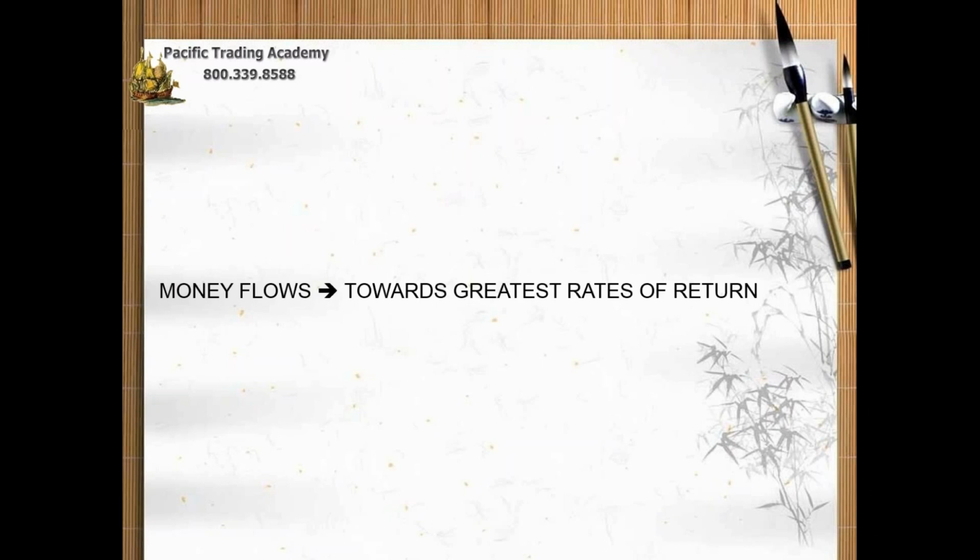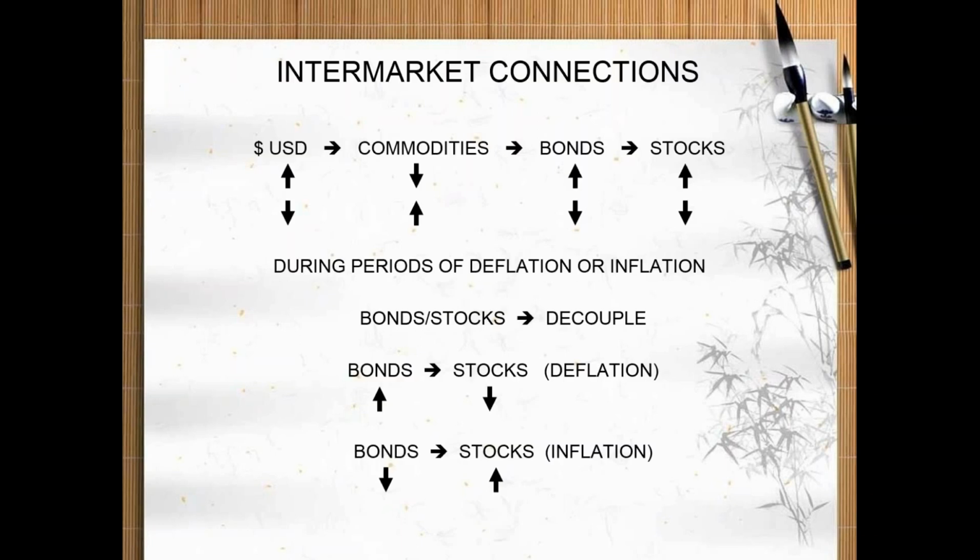Money flows towards greatest rates of return. That's just an obvious fundamental money-capital flow relationship that I think about as a backdrop to establishing or locating good trades. This is just a slide indicating certain intermarket connections.